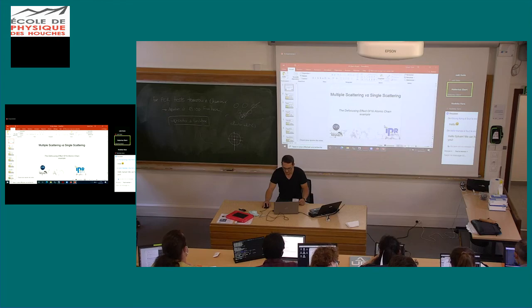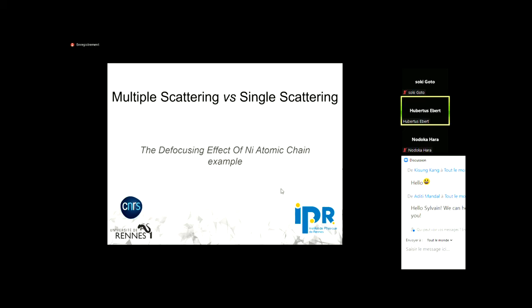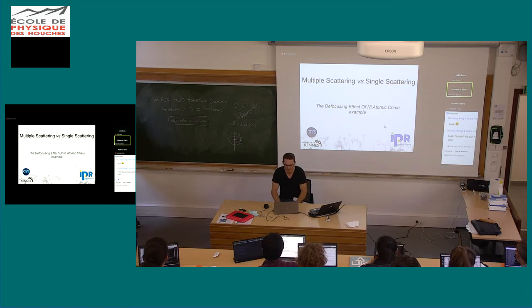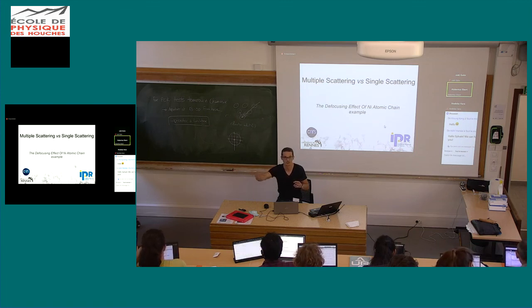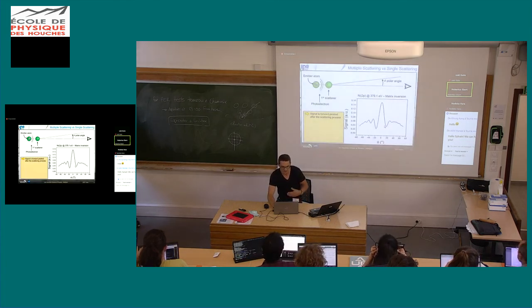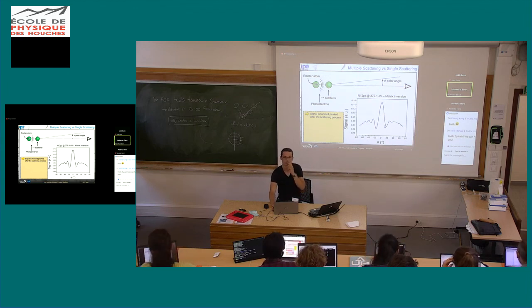So we'll talk about the defocusing effect in photoelectron diffraction. For this, we will look at a purely calculation example. This is the nickel atomic chain. We will have a chain of nickel atoms, with more and more atoms in the chain, and we will look at the signal. Here is the result if we use the matrix inversion, the true solution, the exact solution, I would say, for the nickel chain.